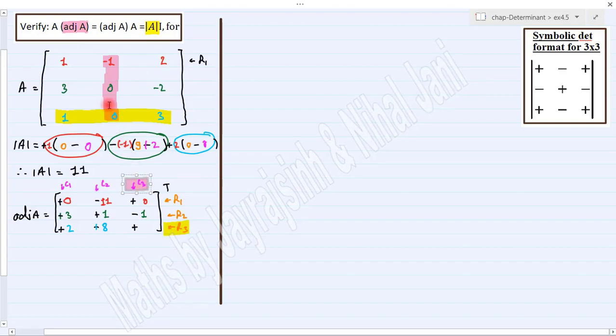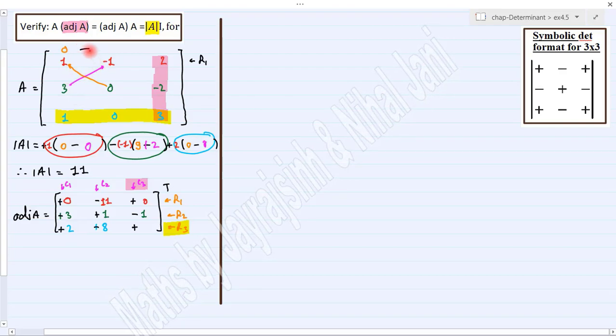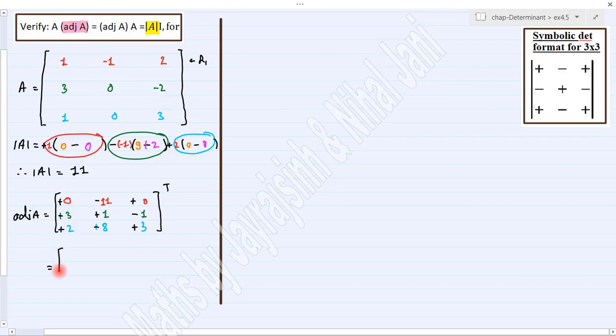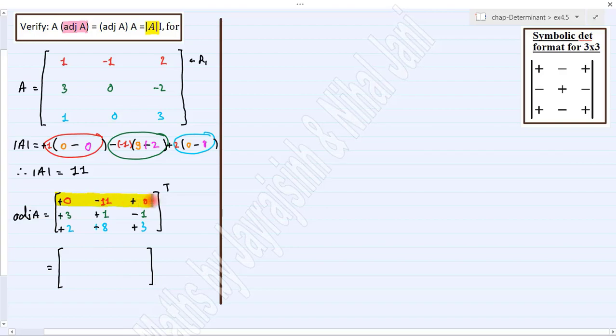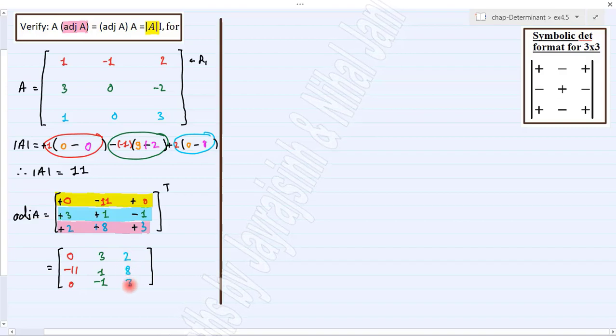And your last minor is obtained by ignoring third row and third column and then cross multiply. 0 × 1 is 0, minus 3 × 1 is minus 3. So here we'll get 3 as your cofactor. Now don't forget to transpose the matrix. So your first row will become your first column, your second row will become your second column, and last row will become your last column. So we get our adjoint of A.